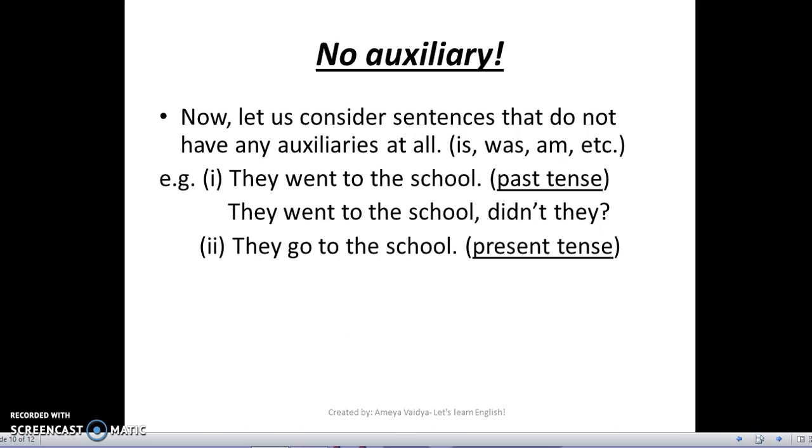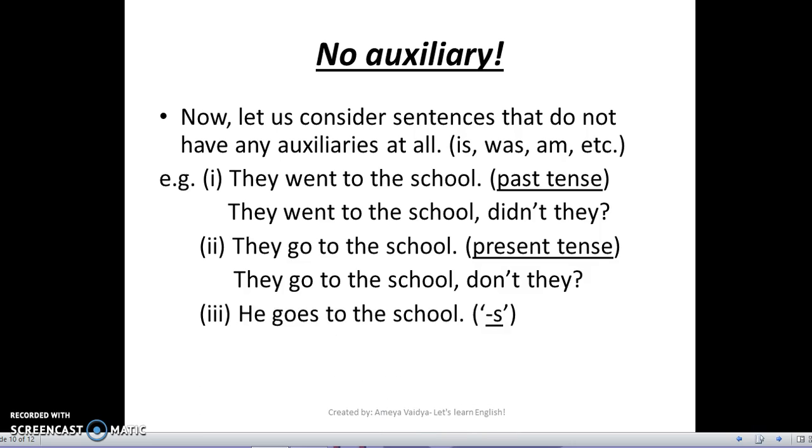Next, they go to the school. Present tense, simple present tense. They go to the school every day except Sunday. They go to the school. So they go to the school, don't they? Because it's present tense. Now what if you have the S form of the verb? So he, she, it, you have the S form.